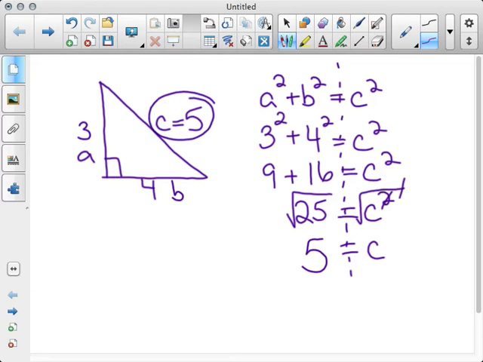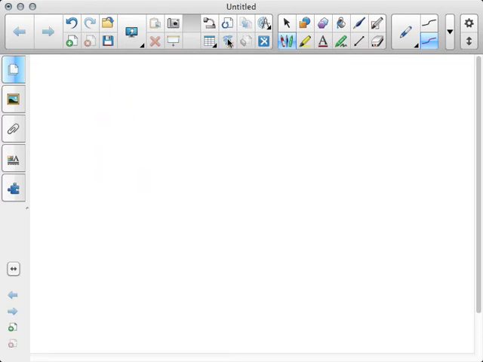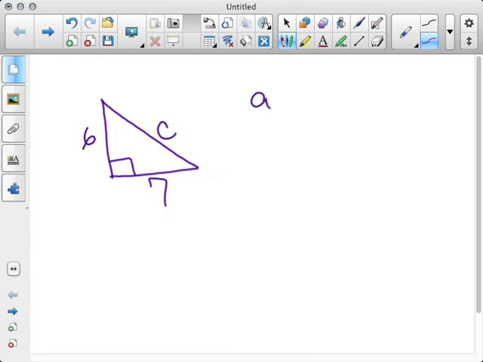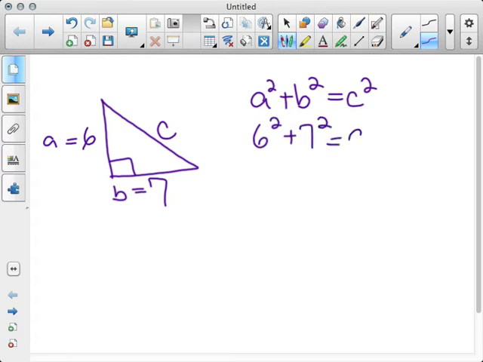Let's try another one that doesn't work out as nicely. So, got a triangle. It is a right triangle. This only works with right triangles. It does not work with other types of triangles. And let's have 6 and 7, and we don't know the hypotenuse. So we write the Pythagorean theorem. Again, we can because it's a right triangle. And the legs, a and b, are 6 and 7. So 6 squared plus 7 squared is equal to c squared.